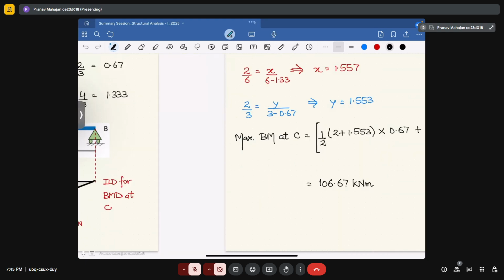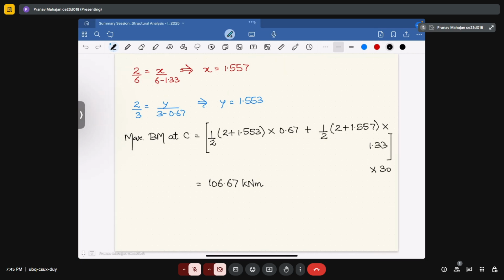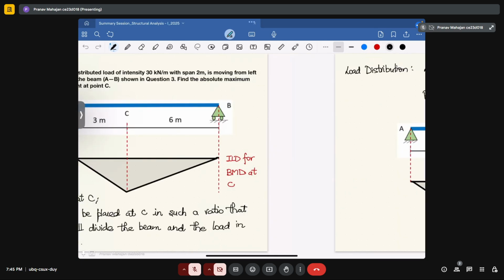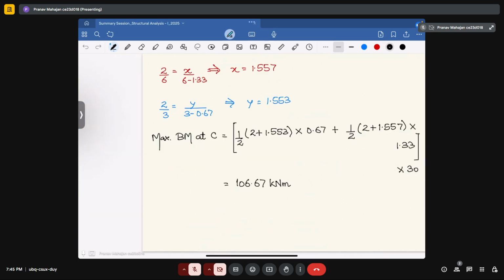So how will you determine the value of x? It depends upon the equilibrium equation as well as the property of triangles. From that, we will get to know the value of x to be equal to 1.557. On the same lines, if you calculate the value of y, it will come out to be equal to 1.553. Now, after determining all the values, we can calculate the maximum bending moment at C.